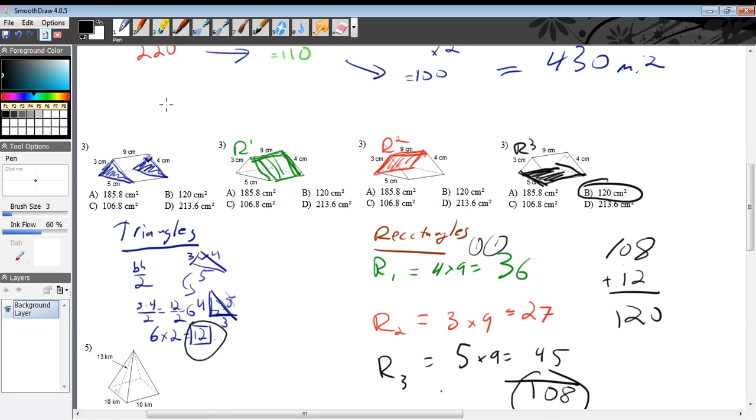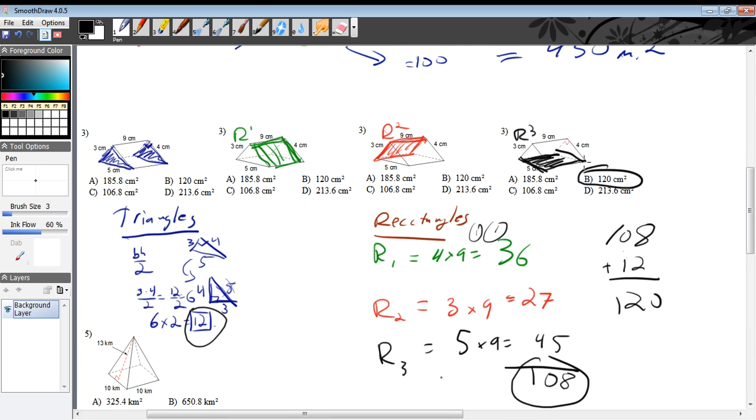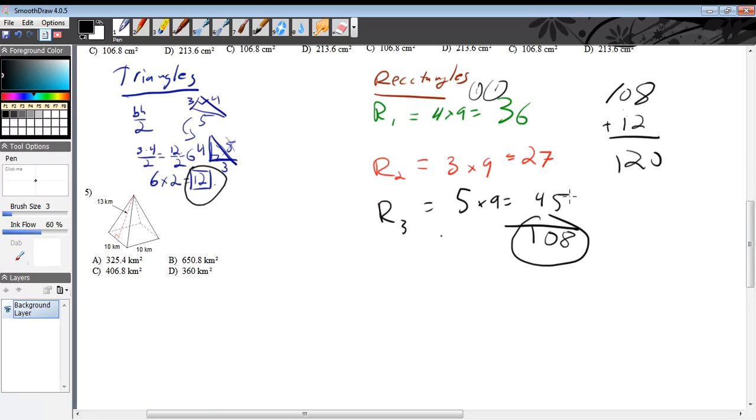Okay, but in summary, what I did is I figured out the area of the triangles and the area of the 3 rectangles, and then I added them all together.